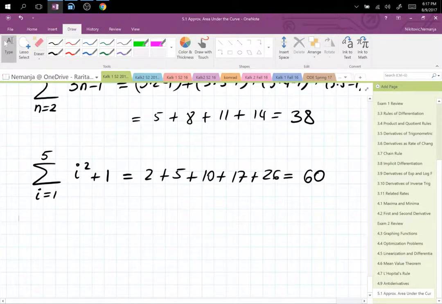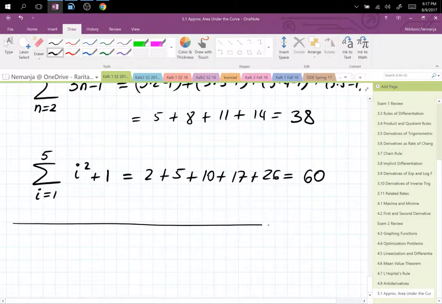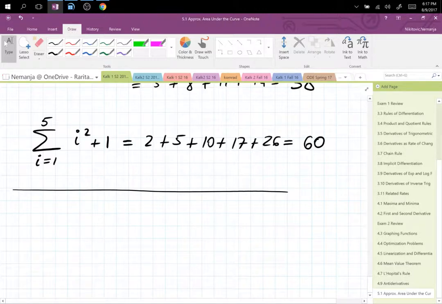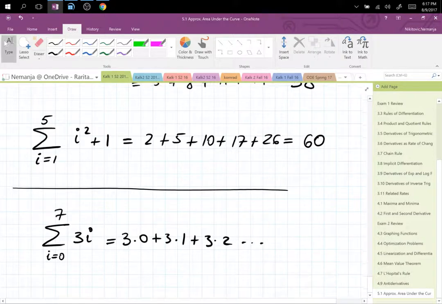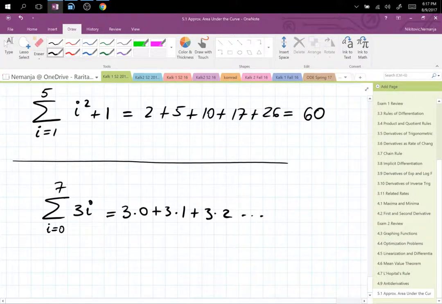All right, now, these sums, you have to understand that these sums are just addition of numbers. So if I have a summation of, let's say, 3i, where i goes from 0 to 7, I will have 3 times 0 plus 3 times 1 plus 3 times 2. You see that you can factor out 3. So if you have a summation of c times some function of i, you can kick c in front.